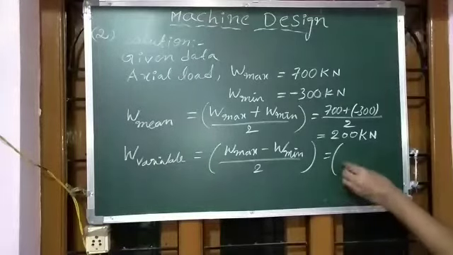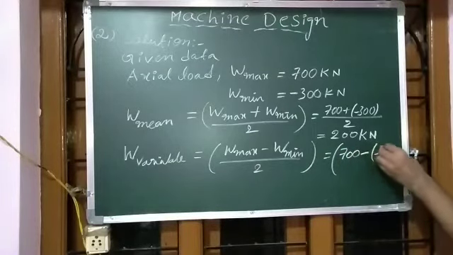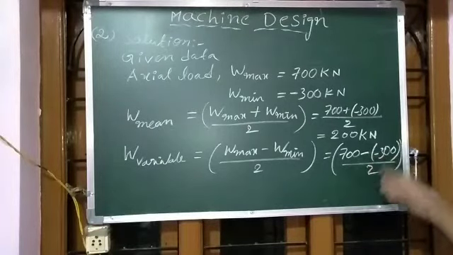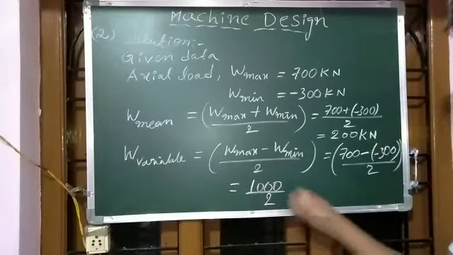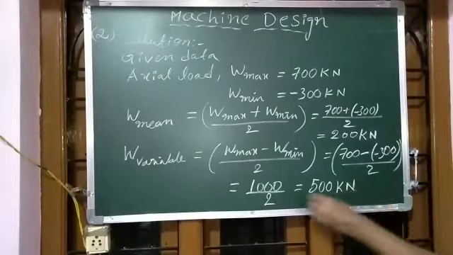Again, the variable load: W maximum 700 minus minus 300, divided by 2. Minus into minus is plus, so 700 plus 300 is 1000, divided by 2. The final answer is 500 kilonewton.